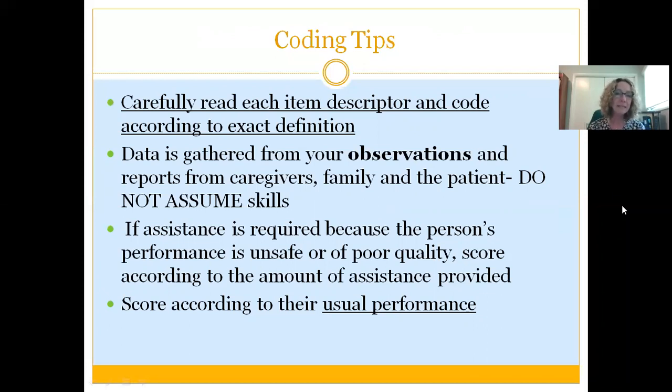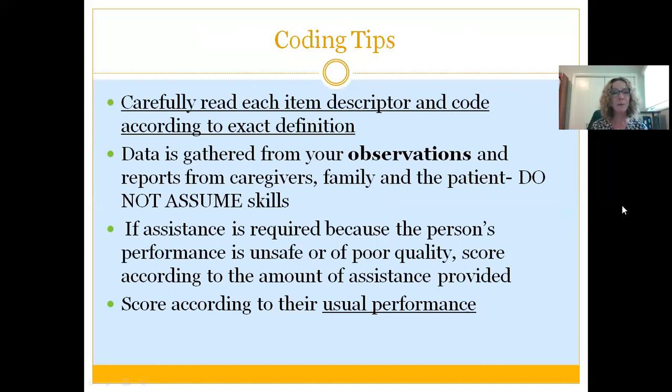If the assistance is required because the person's performance is unsafe, or of such a poor quality, you need to score according to the amount of assistance needed. So maybe somebody is really confused, although they're pretty mobile. And if it's hands-on assistance to get them to not trip over things and that type of thing, that's how you're going to code it, even though you're not physically assisting them to walk, but they need a lot of supervision or hands-on assist to be safe. That might be where that would affect your scoring.